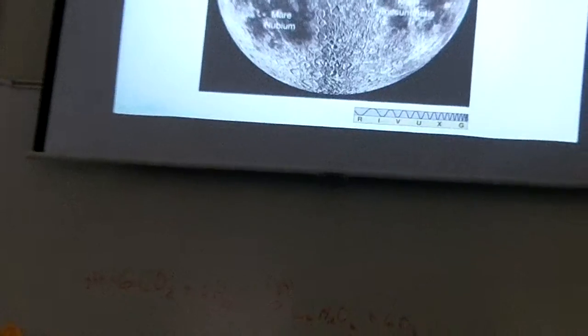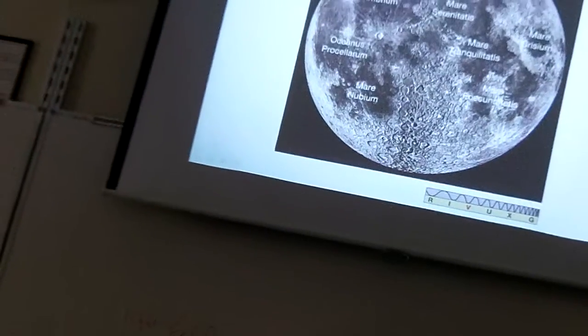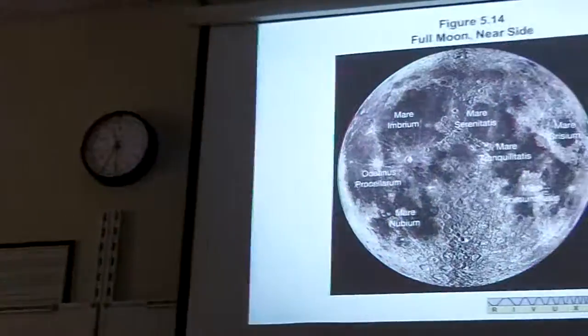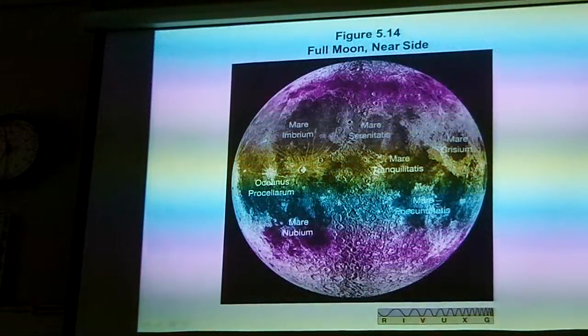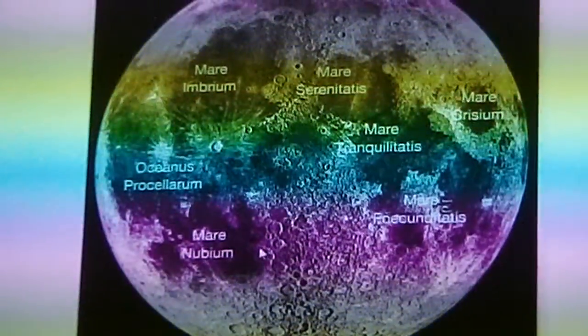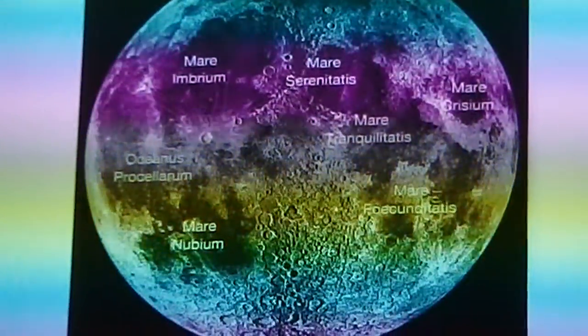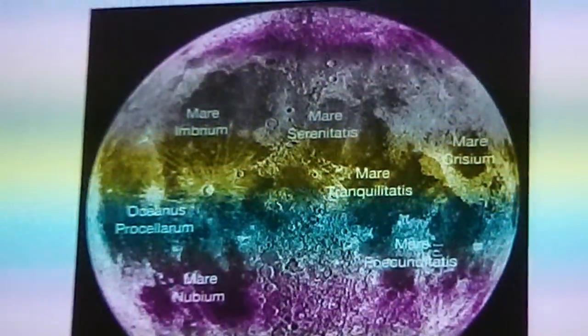But here are the dark areas. These are the mare. And here are the white areas. These are the highlands. This is the near side of the moon. The far side looks a lot different than the near side. And so why are there these mare?